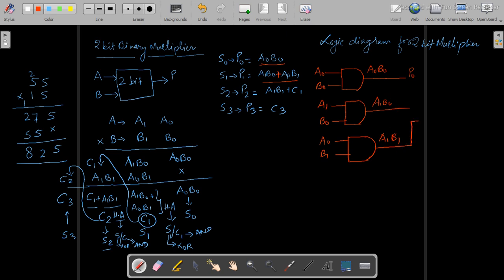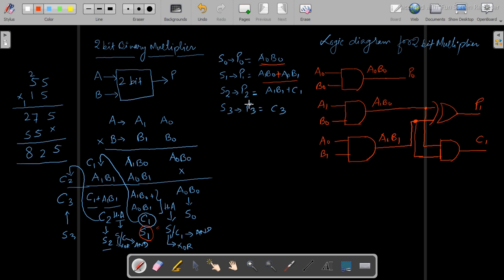So in order to have a sum, we can use an XOR gate, and that sum S1 will be termed as P1 over here, and for the carry, we can use an AND gate, and that carry will be C1.